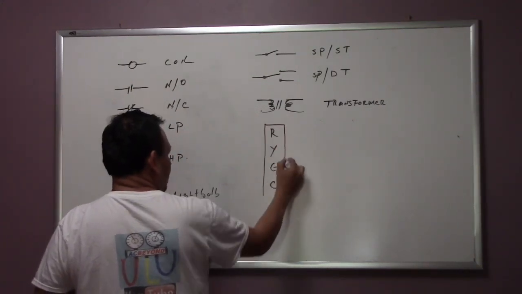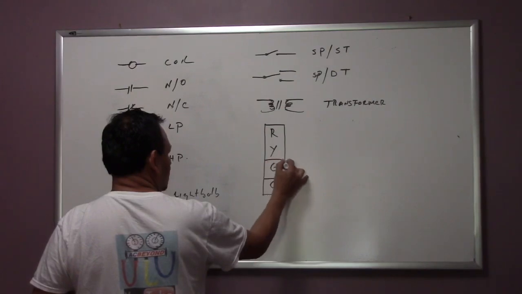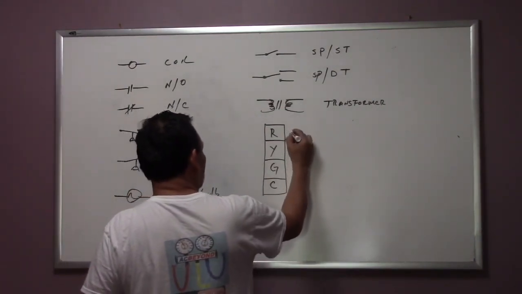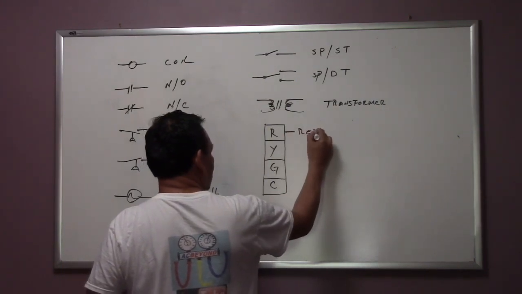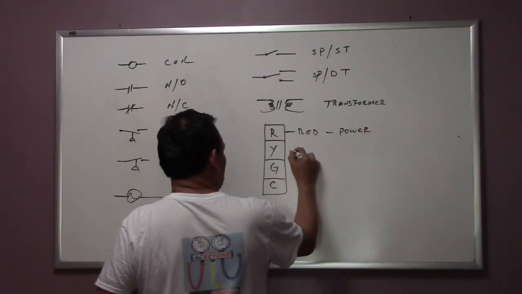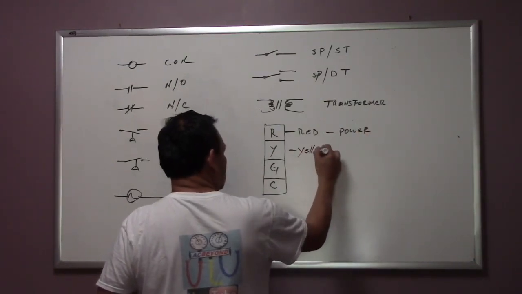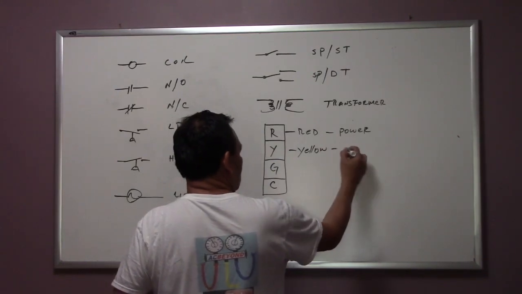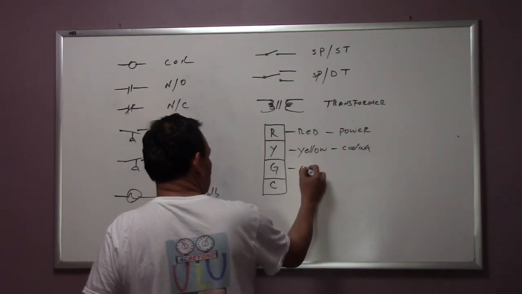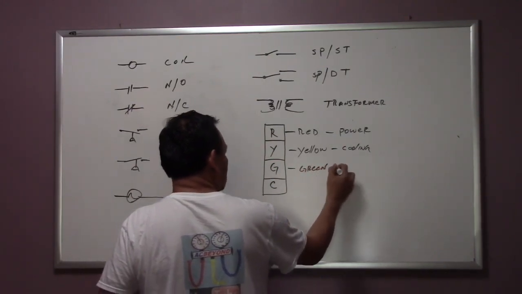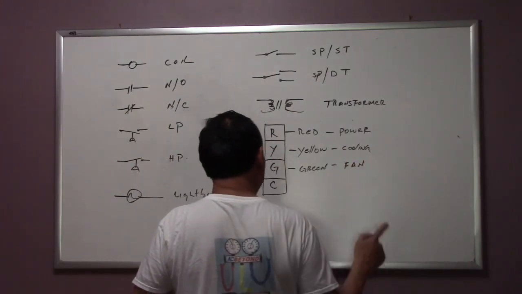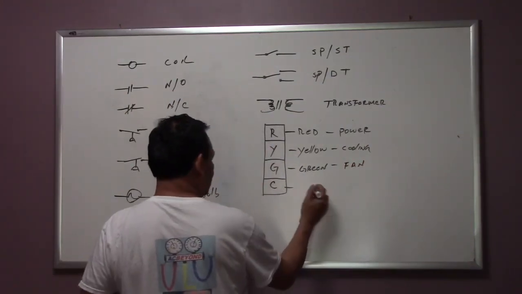These terminal strips are inside your air conditioner and also on your thermostat. R is the color red, and it means power. This one is yellow, or Y1, and means cooling. G is green and it's for the fan. It's for the evaporator fan, not the condenser fan.